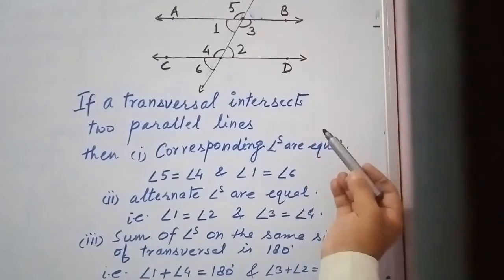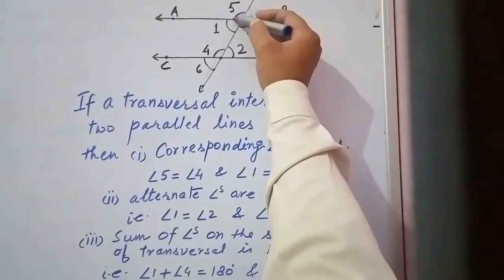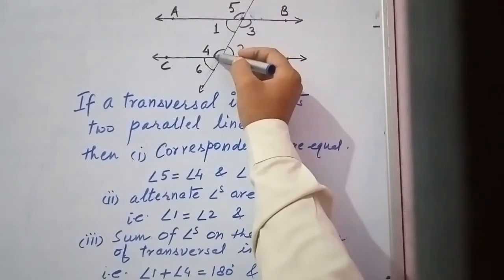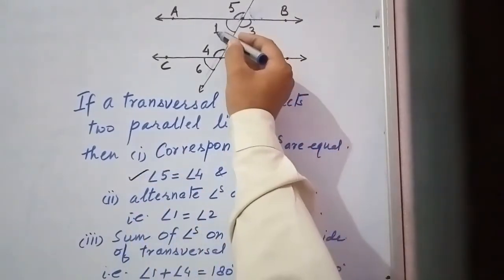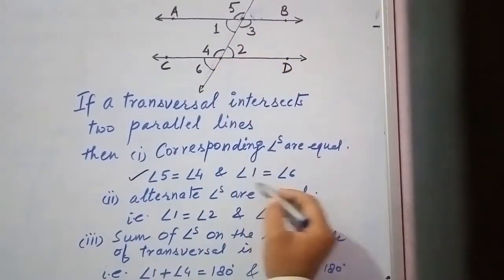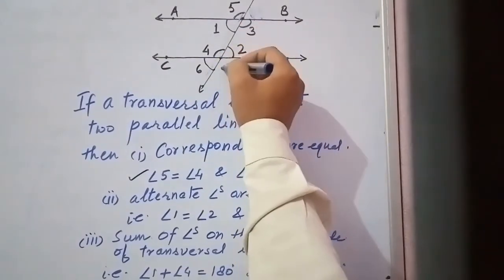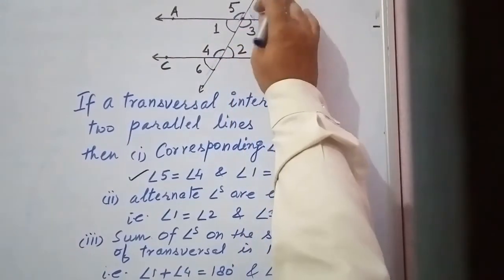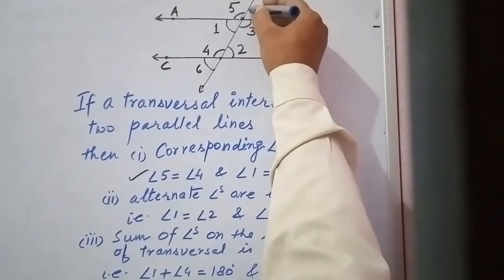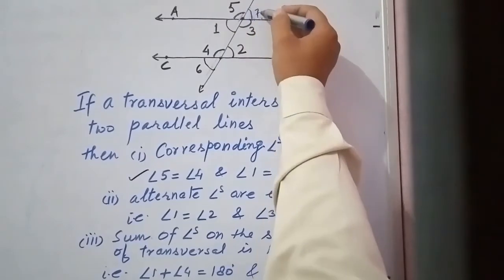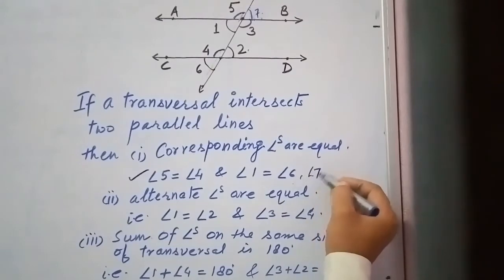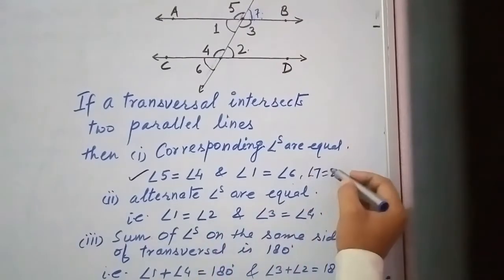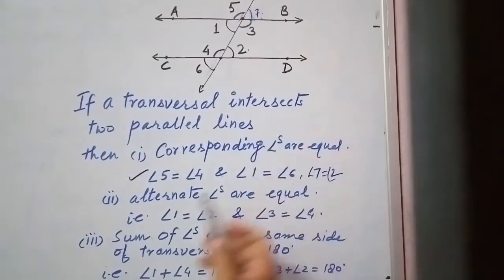Here the corresponding angles are: angle 5 is equal to angle 4. Similarly, angle 1 equal to angle 6, corresponding angles. If we take one more angle, suppose 7, then angle 7 equal to angle 2. These are corresponding angles.